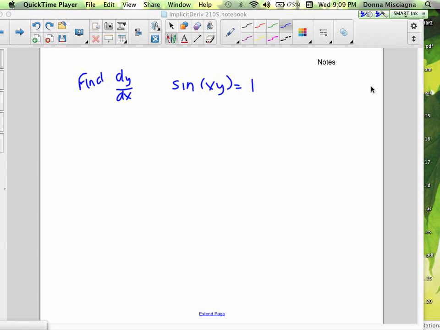All right, so we're taking the derivative of sine xy equals 1. This is going to be a chain rule, right? We have to take the derivative of sine blop, and then we take the derivative of the blop. The derivative of sine blop is cosine blop.